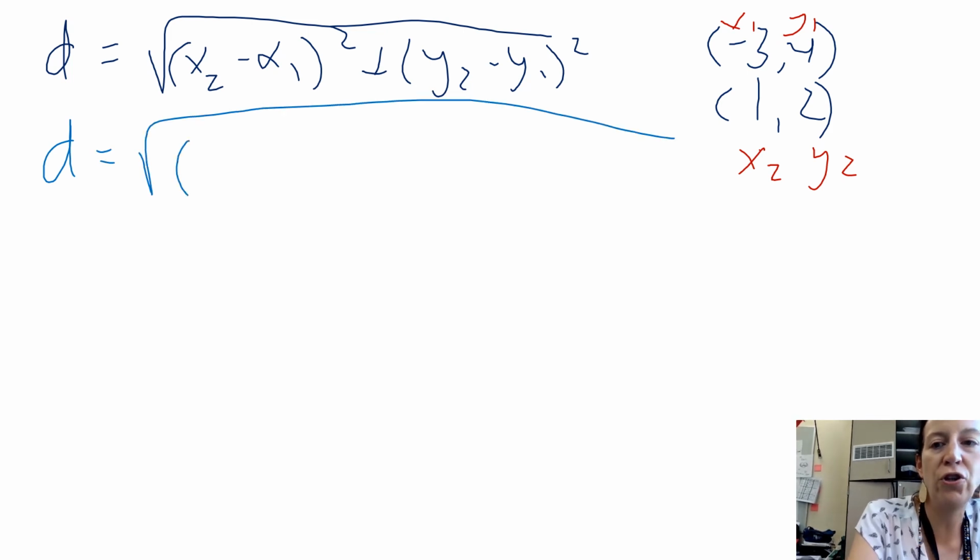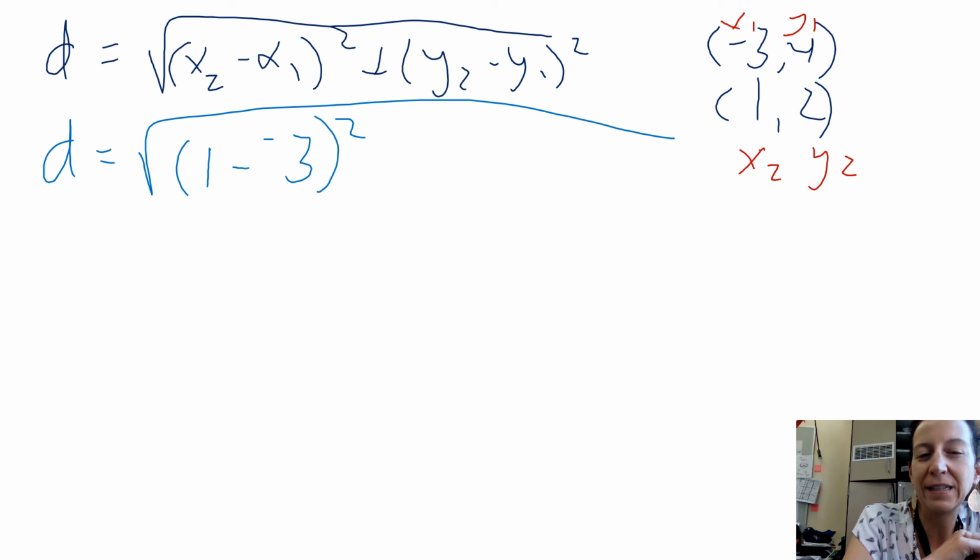So x2 is 1, x1 is -3, like nobody really likes that, okay? So 1 minus -3, and the reason for that is because you have the minus in the formula, and then you have another minus that's coming in with your value of x there.